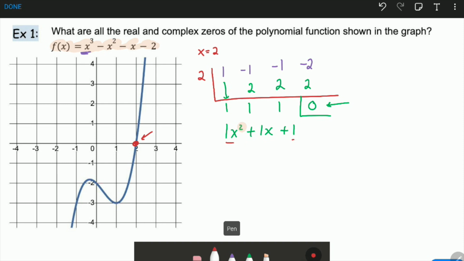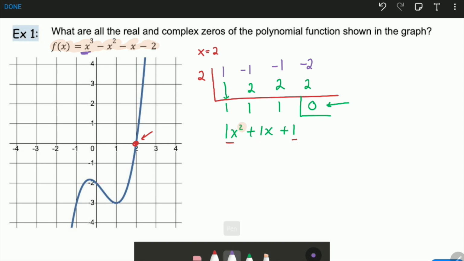If I multiply my first and last, I'll have 1x squared. There are no combinations of factors of 1 that can add up to be 1. So we can't factor it, which means the remaining roots are either irrational or complex. So we're going to use the quadratic formula to do this. So a is 1, b is 1, and c is also 1.